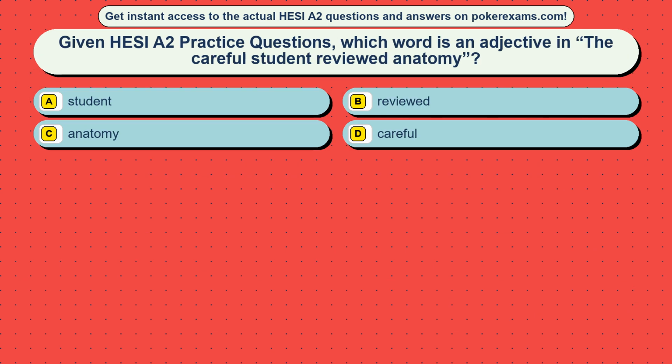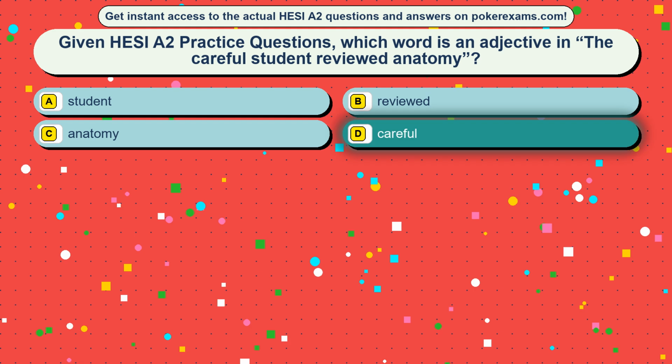Question 18. Given HESI A2 practice questions, which word is an adjective in the careful student reviewed anatomy? Option A, student. Option B, reviewed. Option C, anatomy. Option D, careful. The correct answer is option D, careful.